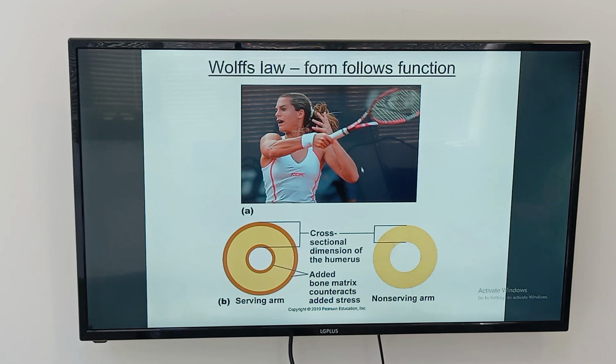You can see here the tennis player. She's holding the racket in one of her hands and the other one is not. So the hand holding the racket will be called the serving arm, and the other one will be called the non-serving arm. We can see the difference in both, in the trained hand, which is the serving arm, and the non-trained hand, which is the non-serving arm.